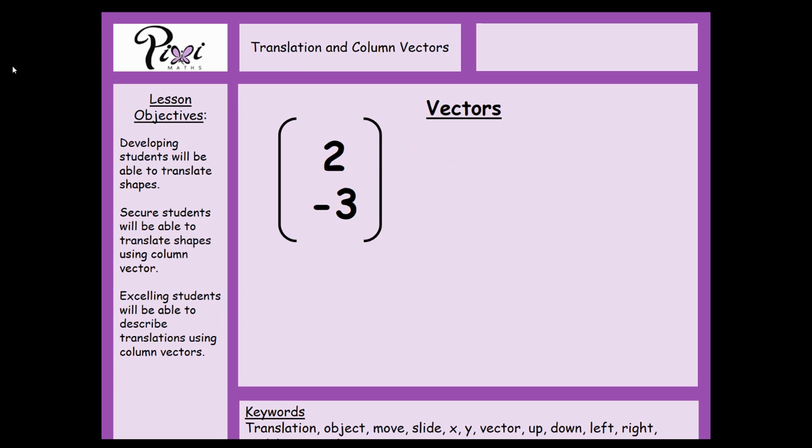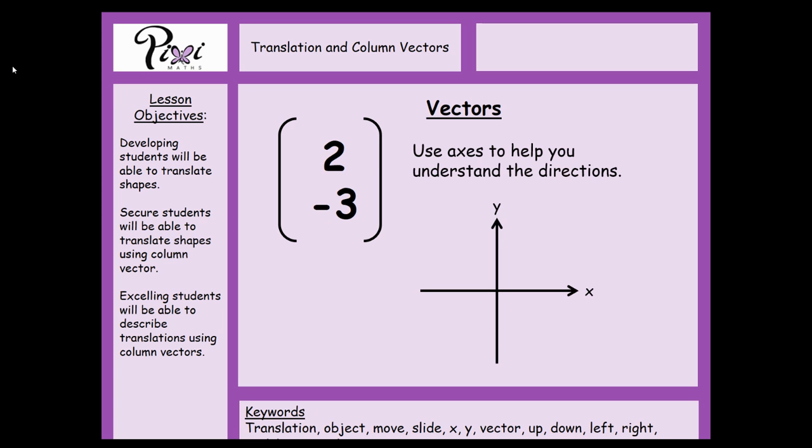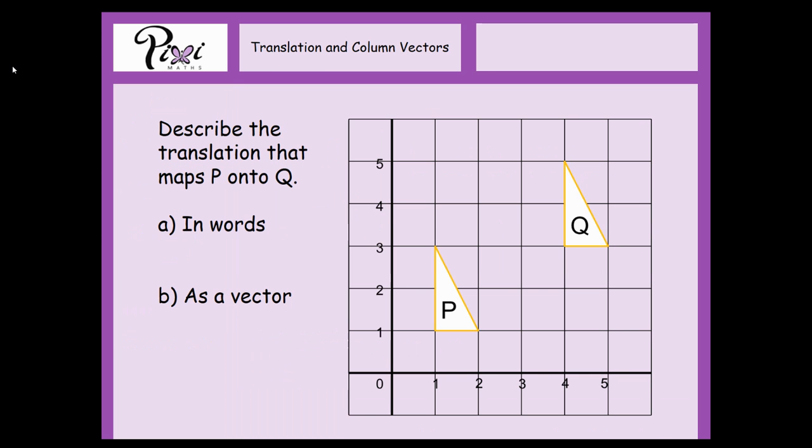Okay, so for example, this specific vector here, we can think about what that means. So anywhere on the grid, if we're going 2 on the x-axis, that's going to be 2 in the positive direction. And then 3 on the y-axis in the negative direction tells us 2 to the right and 3 down. You have to be specific if you are describing a translation. So 2 right, not 2 across. Make sure you're using left or right and up or down.